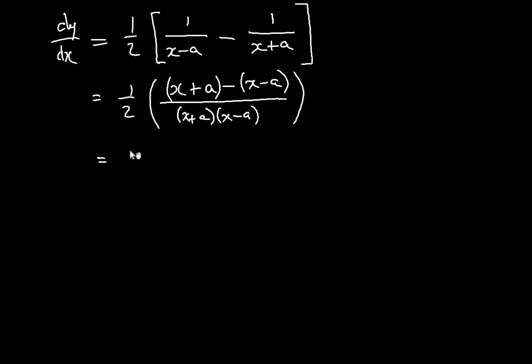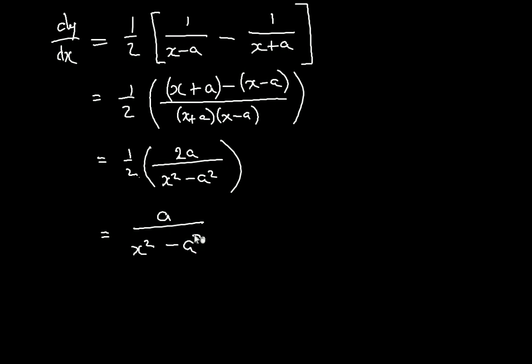So this is the same thing as a half times (x − x), so that cancels. I'm left with 2a over, and this is our difference of squares, x squared minus a squared. Then this 2 and the half are going to cancel. I'm left with the answer a over (x squared minus a squared). And we are finished.